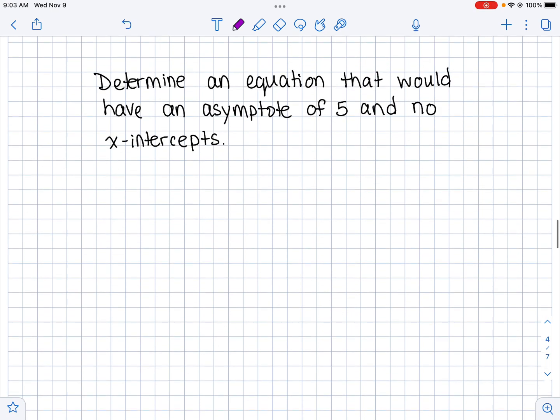Okay, let's determine an equation that would have an asymptote of 5 and no x-intercepts. Okay, just any random equation. Cool. Let's graph it. 1, 2, 3, 4, 5. Should have put my graph a bit lower, I guess. Okay, let me just move it down.